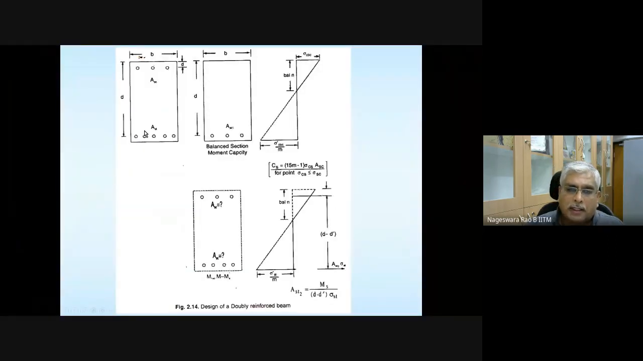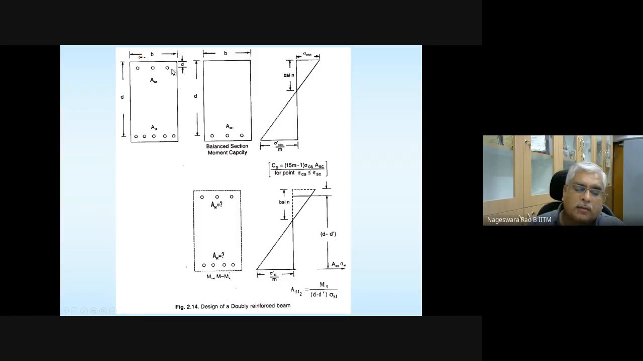So here there are some restrictions on the depth. Okay, and let's understand whatever is shown in this figure. We are going to design a doubly reinforced section. Doubly reinforced section means you are going to have some amount of steel in compression as well as steel in tension. The steel in compression is denoted with capital A SC, and the steel in tension is denoted as AST. I think you are familiar with all this notation. B is the width of the section, D is the effective depth.